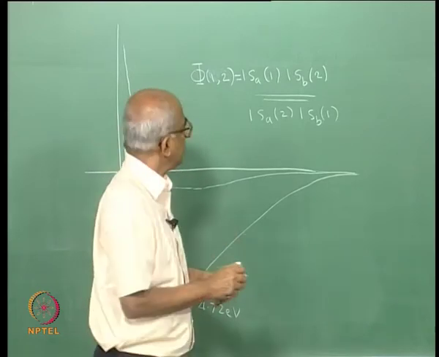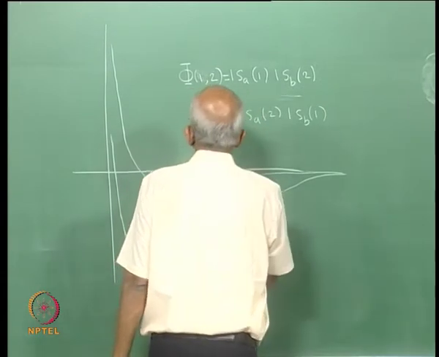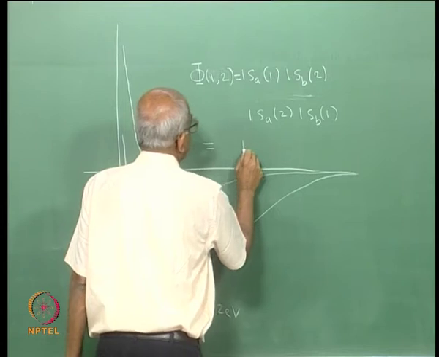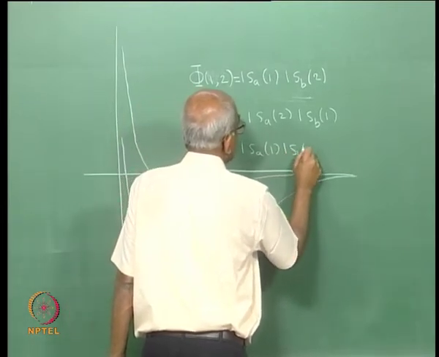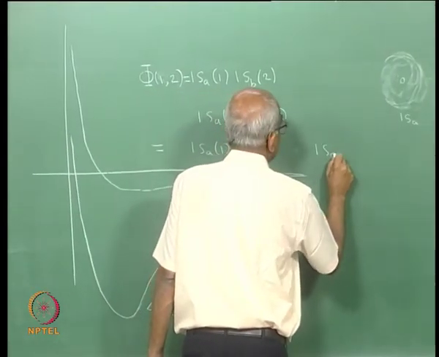But if that is the way it is, what will you do? You will say, okay, I will take the first function, I will have a function of the form which contains the first function, and I will also have the second function.